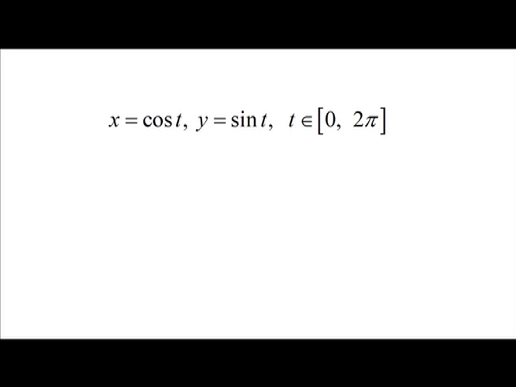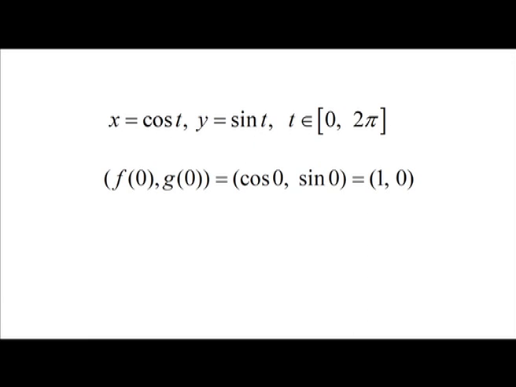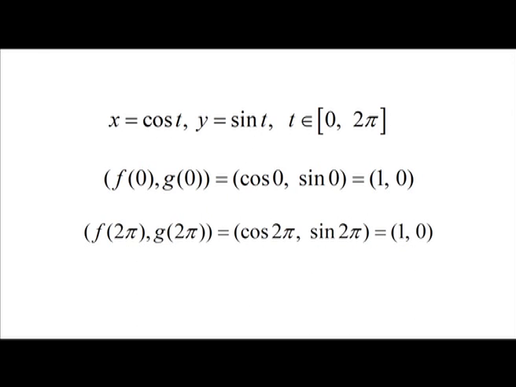In this parameterization, the initial point is (f(0), g(0)), which is equal to (cos 0, sin 0), which is equal to (1, 0), and the terminal point is (f(2 pi), g(2 pi)), which is equal to (cos 2 pi, sin 2 pi), which is equal to (1, 0). Here the initial point and terminal point coincide. In this case, we say that the curve is a closed curve.